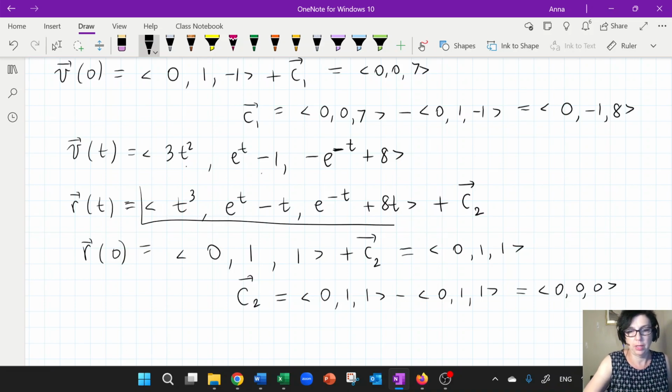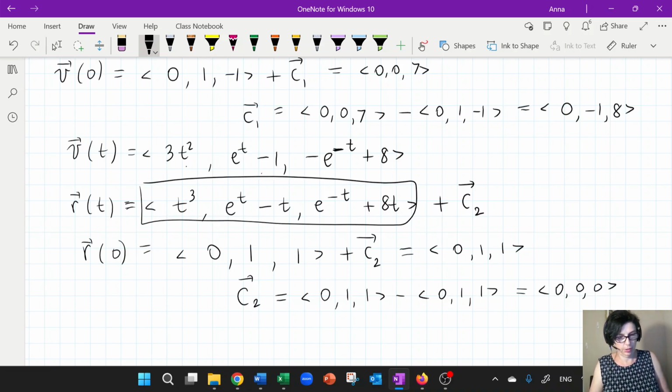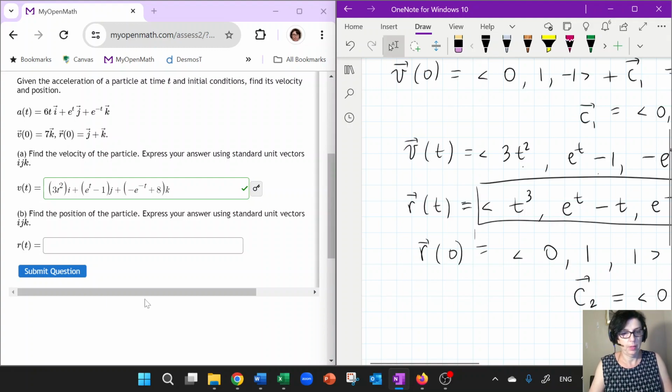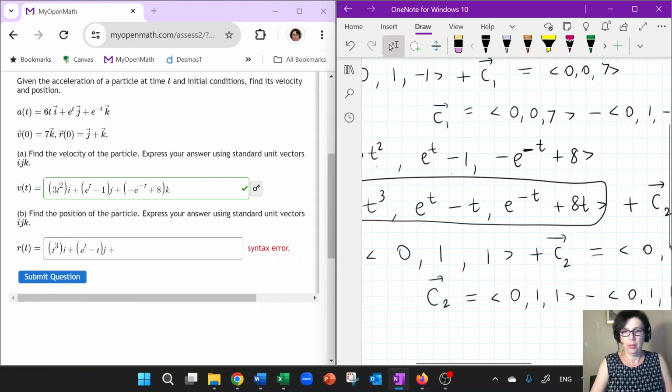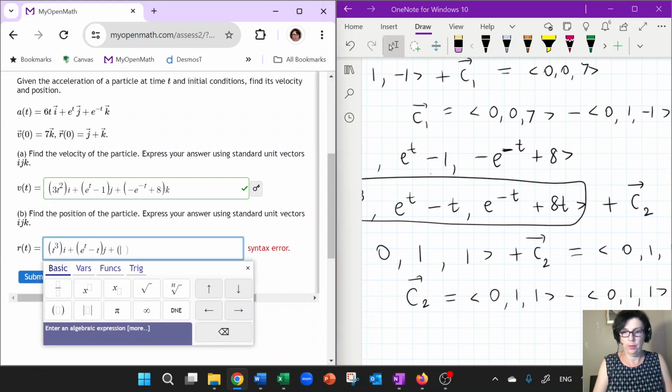That means that this right here is going to be my answer. Let me just put that in there. So t cubed i plus e to the power t minus t j plus, and I've got this other one, e to the power negative t plus 8t k.